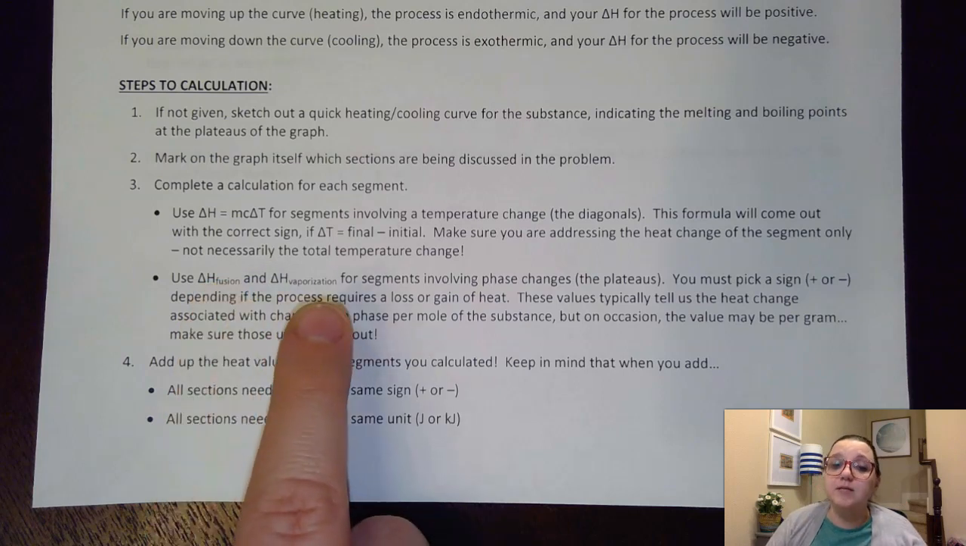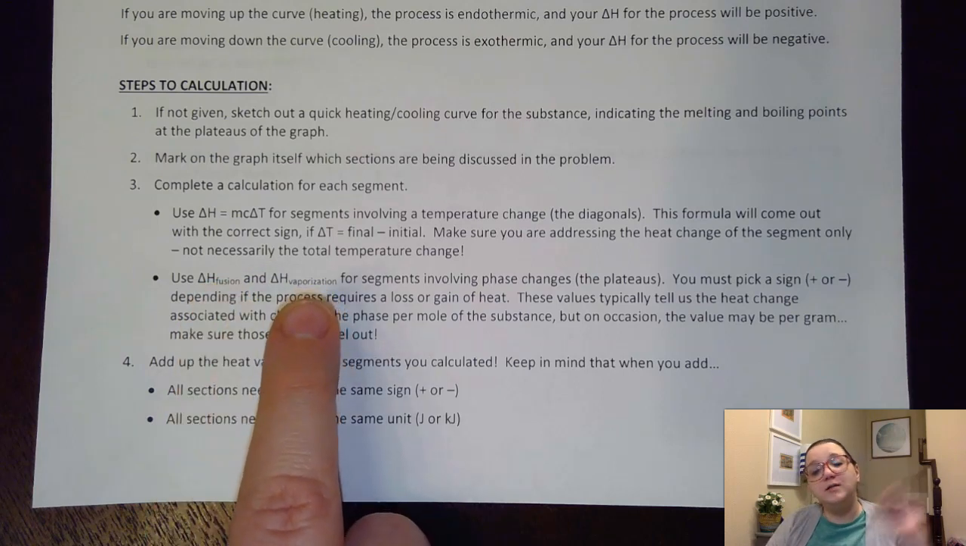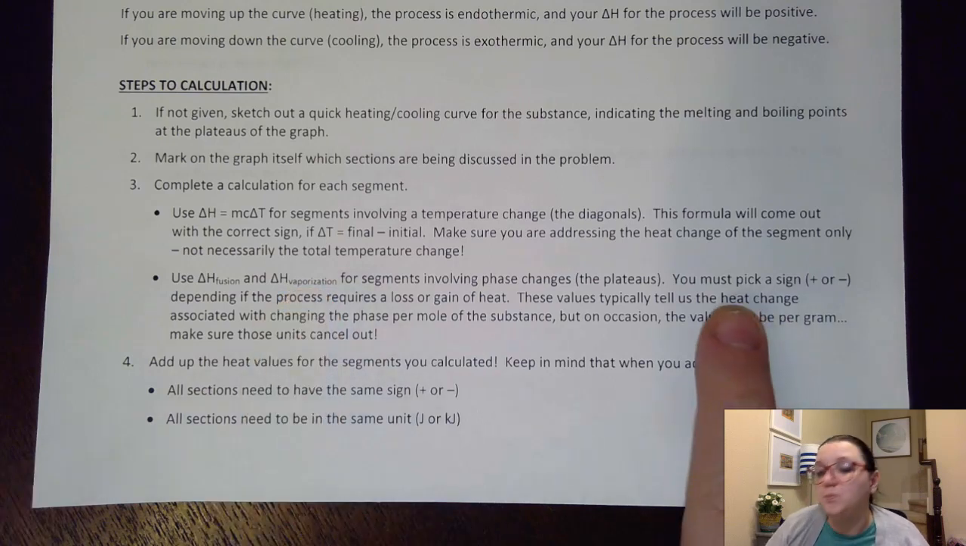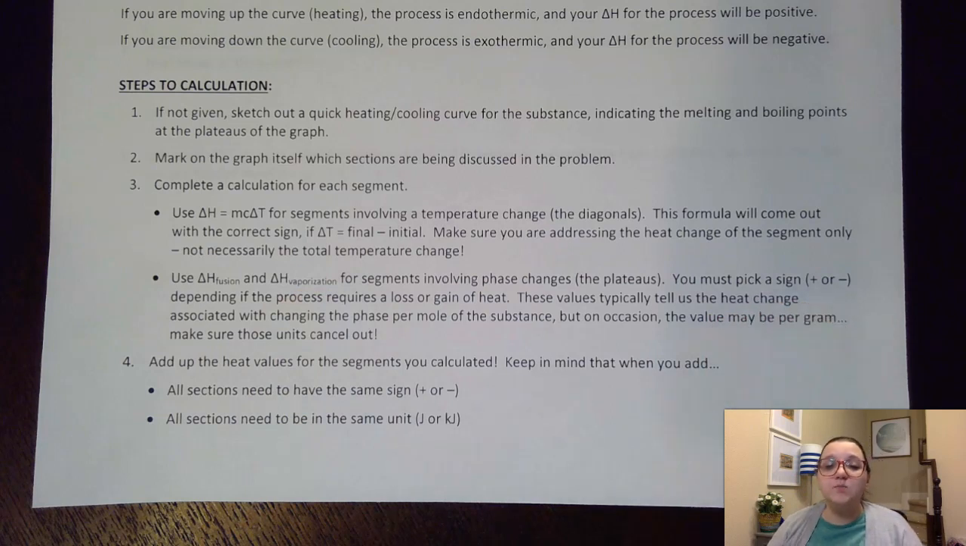And heat of vaporization would be when I'm doing my condensation or vaporization, so between a liquid and a gas. You notice here it does say we have to pick a sign. That's because they're going to give you these heats as an absolute value, and depending on if you're breaking or forming those forces will depend on if that sign is positive or negative.